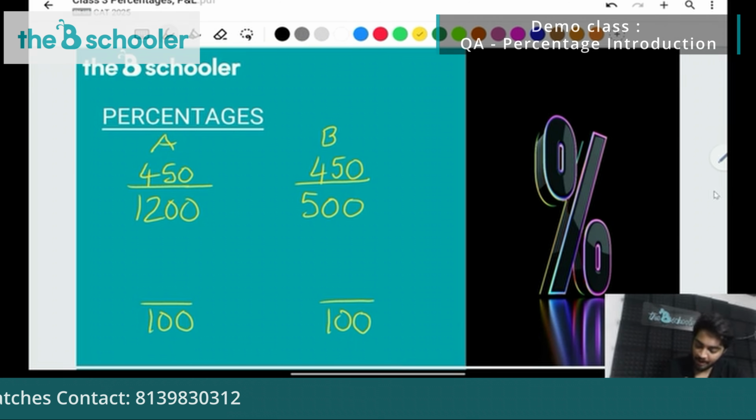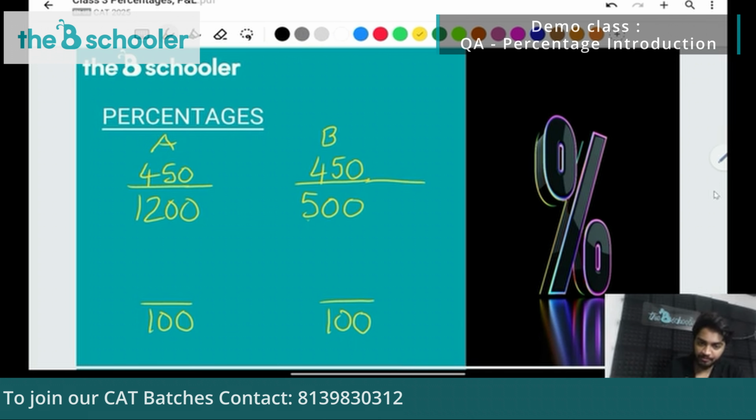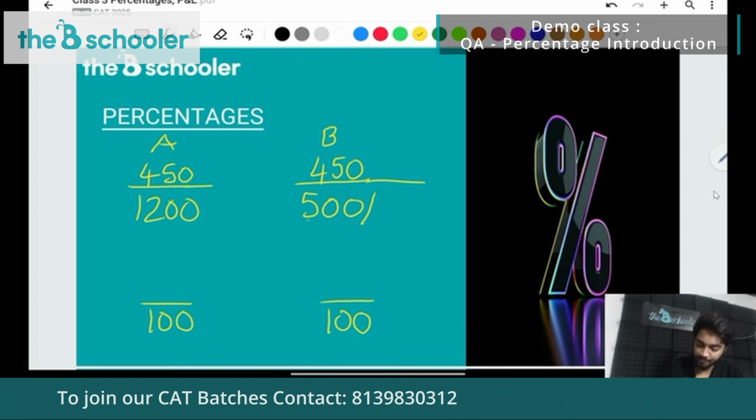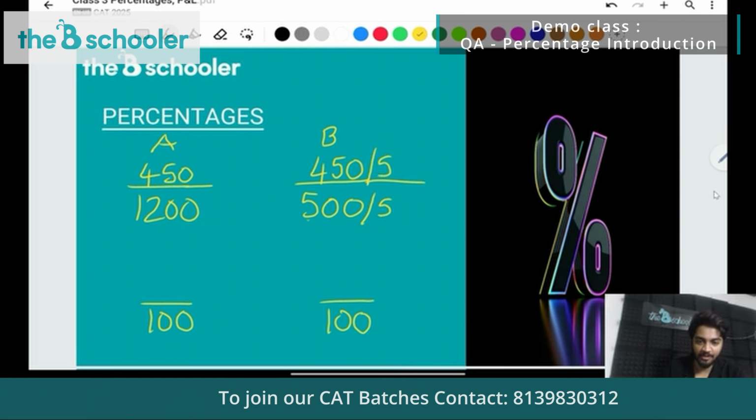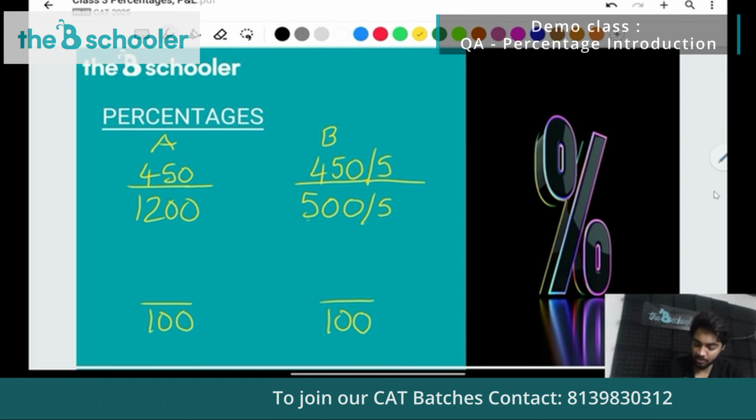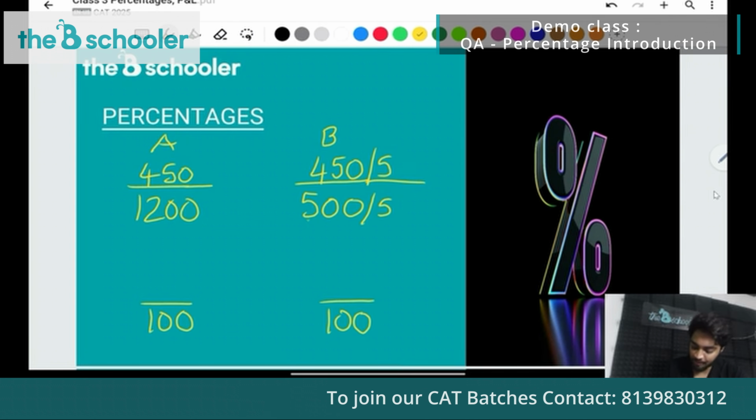ഈ ഡിനോമിനേറ്റർ 100 ആക്കണമെങ്കിൽ നിങ്ങൾക്ക് എന്താ ചെയ്യേണ്ടത്? 500 100 ആക്കണമെങ്കിൽ what should I do? Divided by 5 അല്ലേ? അതേപോലെ അപ്പോൾ ഇവിടെ ഡിവൈഡഡ് ബൈ 5 ചെയ്താൽ ഇവിടെയും ഡിവൈഡഡ് ബൈ 5 ചെയ്യണം. കറക്റ്റ്? ന്യൂമറേറ്റർ. So 450 by 5, 500 by 5 is 100.